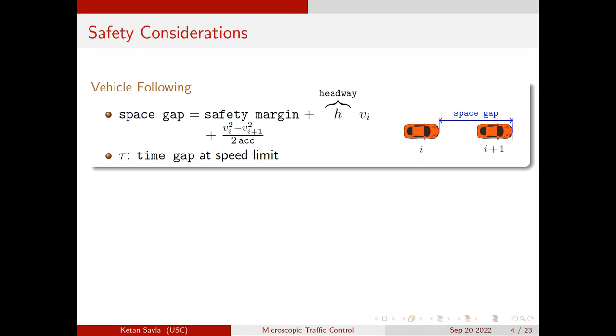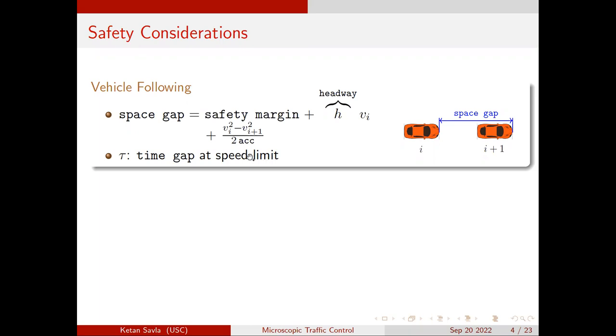We can convert into so-called time gap by dividing the space gap with the speed. So let me denote this special quantity, which corresponds to the time gap at the speed limit, as tau. And one significance of tau is it specifies, at least under this vehicle following model, the maximum flow that can be achieved on any section. So that would be 1 over tau, right?